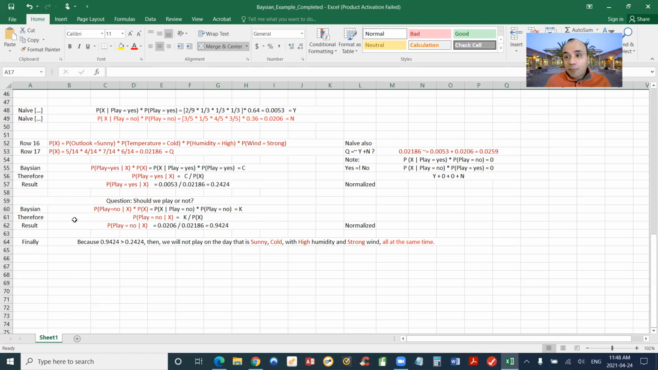Now, let's repeat the same thing. If you haven't captured what we have discussed here, hopefully with this repetition you're going to capture it. Take a look at the Bayesian theorem. It says, what's the probability that X has happened and I didn't play, times the probability of X happening, is equal to the probability that play is no and X is happening, I didn't play and X was there, times play is equal to no. I'm going to call it K because this is not the same constant as this one.